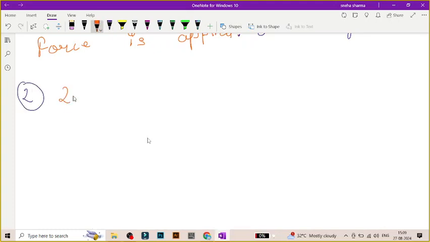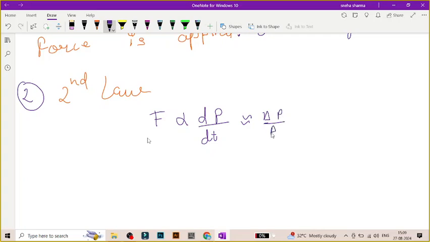Second law. Second law of motion clearly states the mathematical relation between the force and the momentum. According to the second law of motion, the external force applied on the body is directly proportional to the change in momentum per unit change in time. Everybody knows it can also be represented as delta P by delta T.